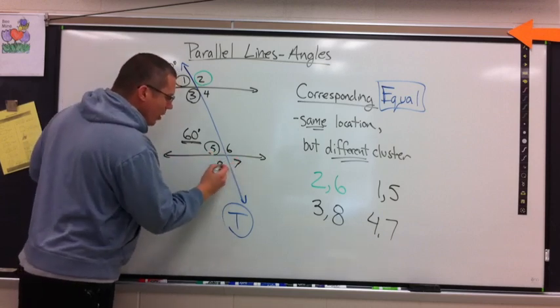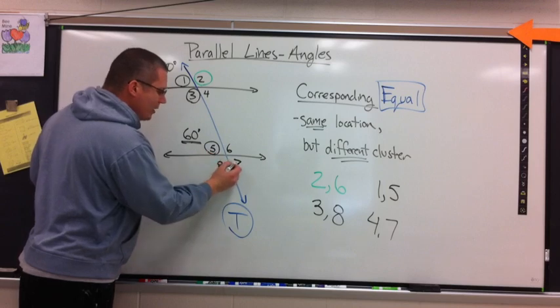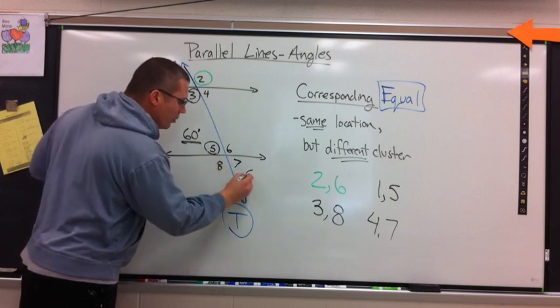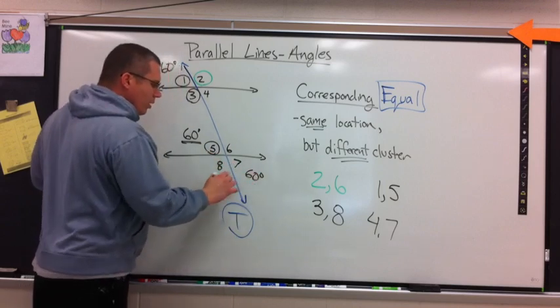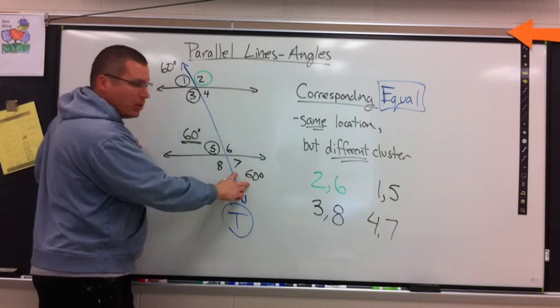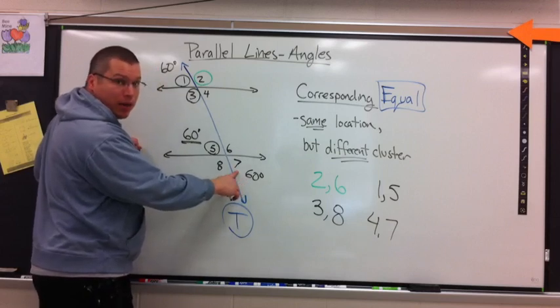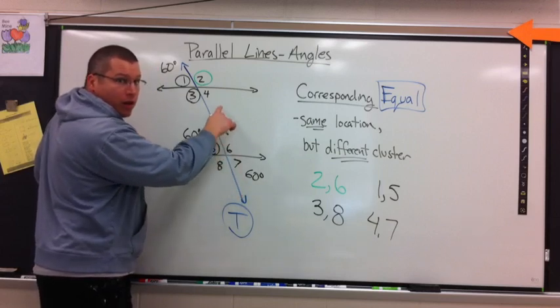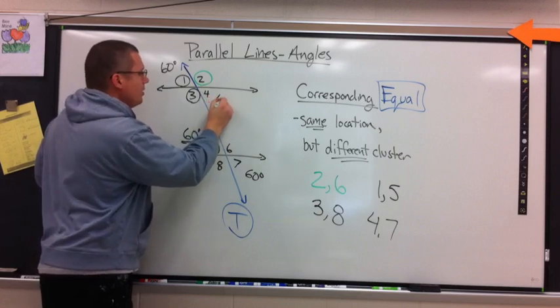So, notice how the ideas blend together. 5 is equal to 60, so is 7 equal to 60. What other angle is equal to 60? What does 7 correspond with? Angle 4. This is 60.